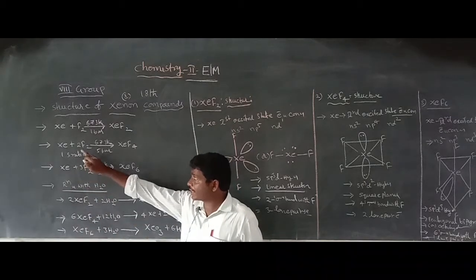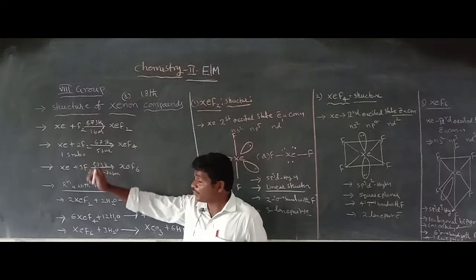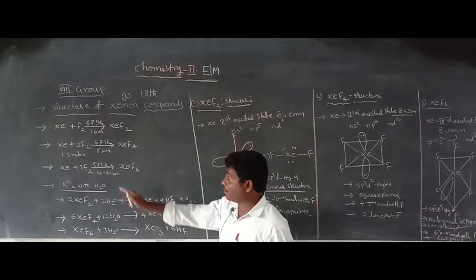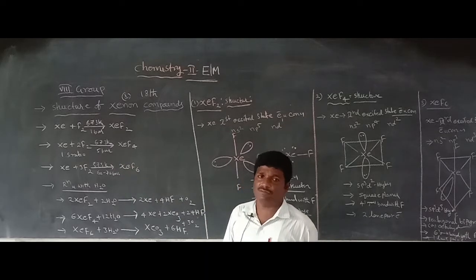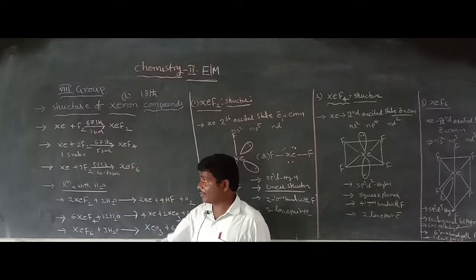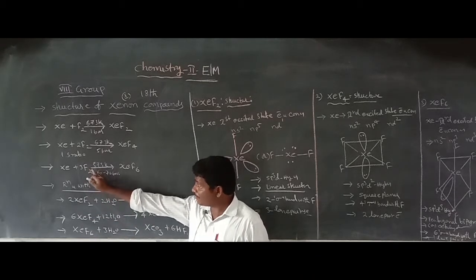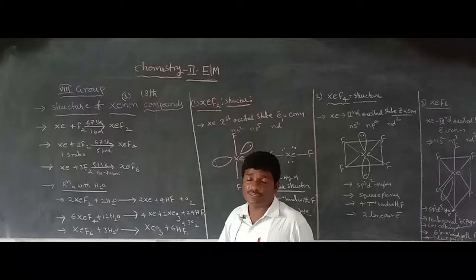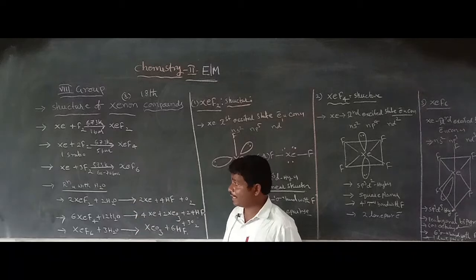Next, the second one: xenon reacts with 2 moles of fluorine, a 1:5 ratio of xenon and fluorine, at 673 Kelvin and 5 bar pressure to form xenon tetrafluoride. Tetra means 4 fluorine atoms. Next, xenon reacts with 3 moles of fluorine at 573 Kelvin and 60 to 70 bar pressure to form xenon hexafluoride. Hexa means 6. That is the preparation of xenon hexafluoride.